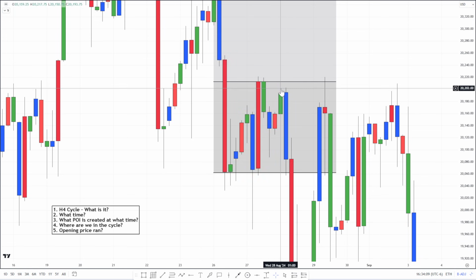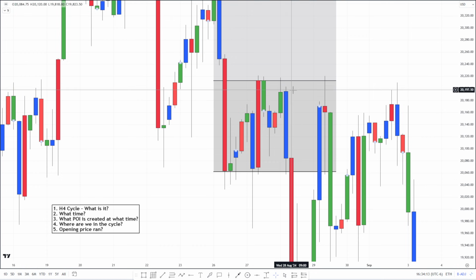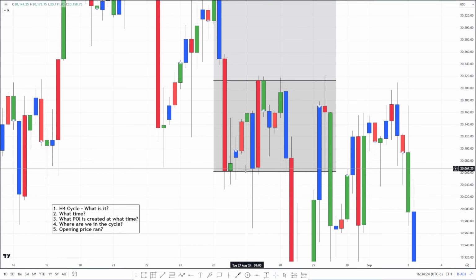Runs the open, retraces, and then boom, 5 a.m. targets the swing low, short-term low. Comes all the way down, and we get a run into the below the close.